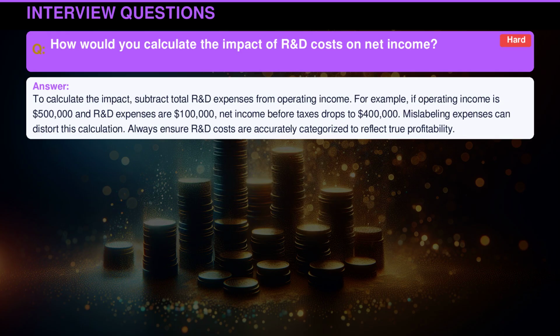To calculate the impact, subtract total R&D expenses from operating income. For example, if operating income is $500,000 and R&D expenses are $100,000, net income before taxes drops to $400,000. Mislabeling expenses can distort this calculation. Always ensure R&D costs are accurately categorized to reflect true profitability.